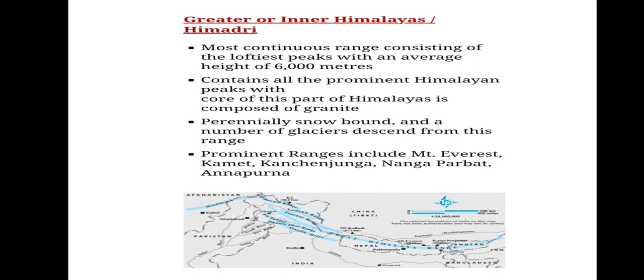The different prominent peaks include Mount Everest, one of the highest peaks of the world with a height of around 8,848 meters, which is present in Nepal. Then we have Kanchenjunga, 8,598 meters. We have Nanga Parbat with 8,126 meters. These are some prominent peaks present out there.